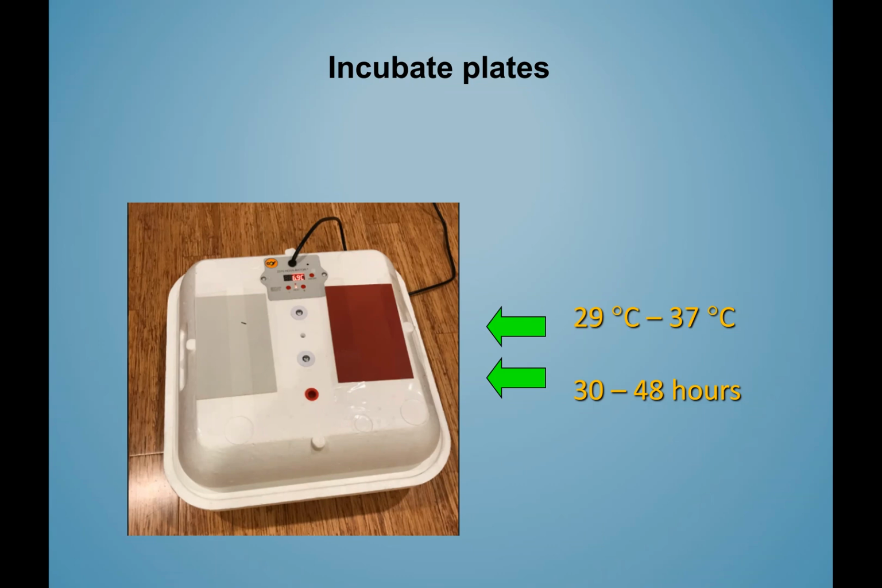So we've done the plating. Next thing is incubating. They go in at a temperature range of 29 to 37 degrees Celsius, which we have pre-programmed into our incubator. And they need to stay in there for 30 to 48 hours. At the end of that period, that'll give the colonies enough time to grow and you can count your colonies.